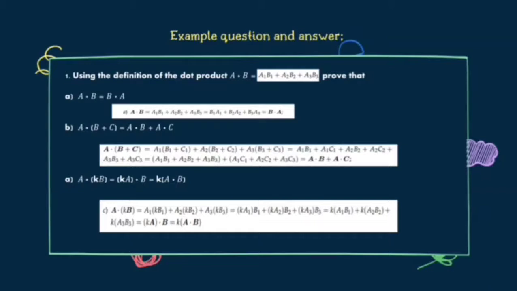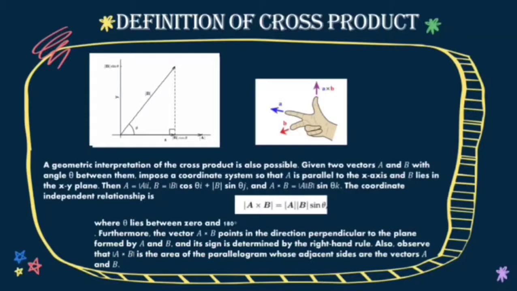Next we have B, A dot bracket B plus C bracket equals A dot B plus A dot C, and there is the answer. And next we have C, the question and the answer. And then we have a definition of the cross product. A geometric interpretation of the cross product is also possible.